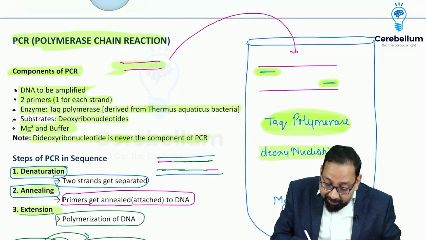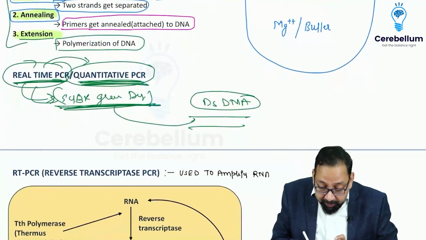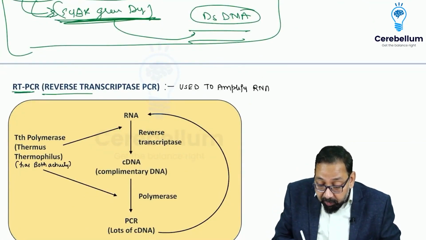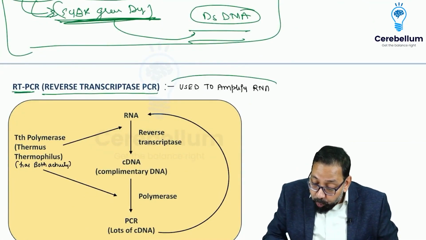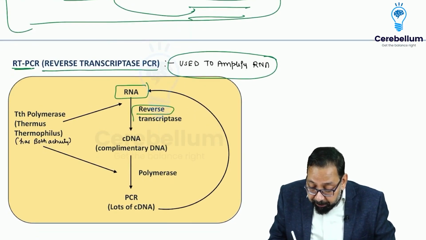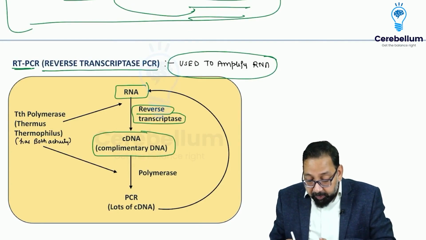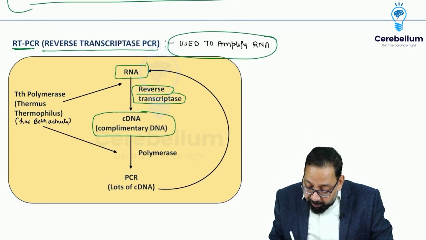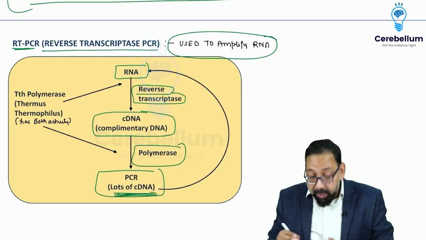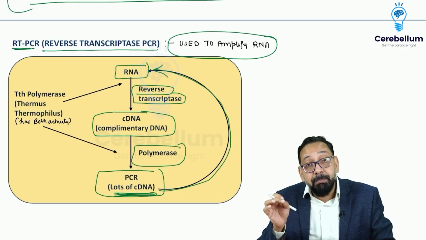So till now we have discussed normal PCR and the steps of PCR. Now we discuss real-time PCR, which is also called quantitative PCR. Now we discuss RT-PCR, reverse transcriptase PCR, used to amplify RNA. Suppose this is RNA. First of all, reverse transcriptase will produce complementary DNA from this RNA. This complementary DNA will be amplified by PCR by polymerase, and loads of complementary DNA will be produced. So this is reverse transcriptase PCR.